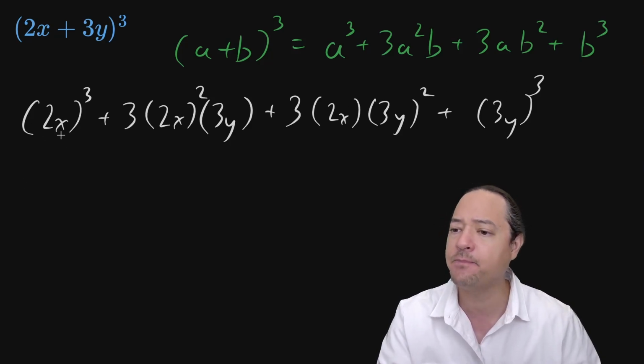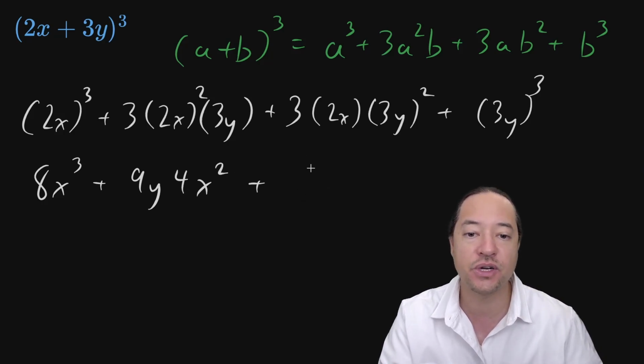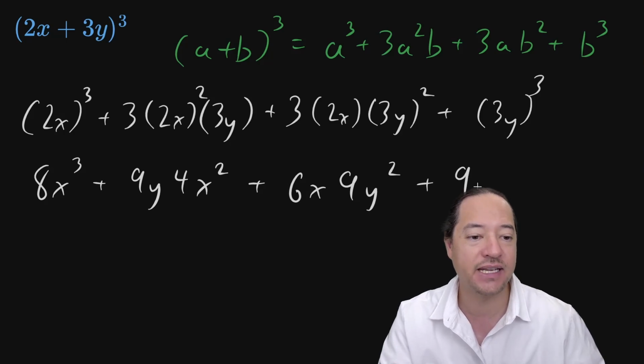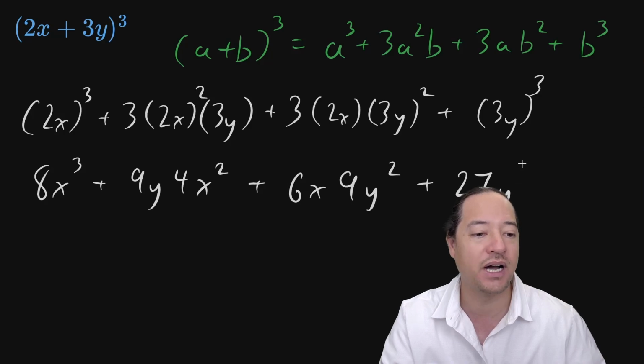Okay, so let's simplify. 2x quantity cubed, that's going to be 8x cubed. Here, what are we going to get? Well, okay, let me simplify this in a few steps. So we'll have 3 times 3y, that's going to be a 9y, multiplied by this 2x quantity squared, that's going to be a 4x squared. Okay, over here we're going to get 3 times 2x, that's a 6x, and then we have a 3y quantity squared, that'll be a 9y squared, and then here we're going to have a 3 cubed. Okay, 3 cubed is actually 27y cubed.